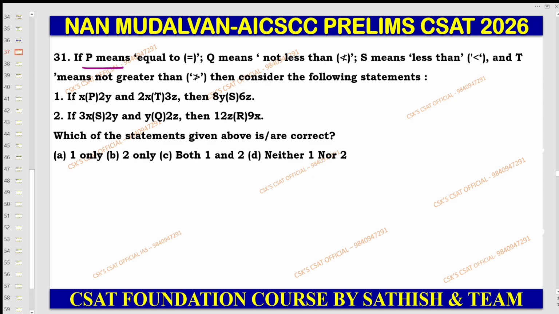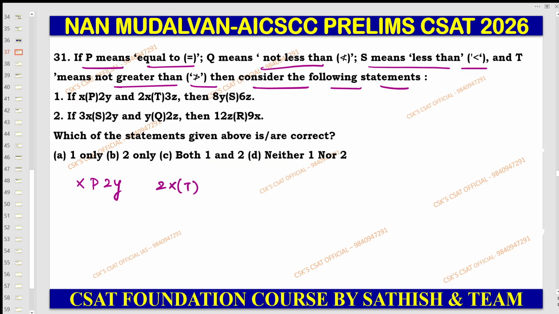Now if P means equal to, Q means not less than, S means less than, T means not greater than, then consider the following. The first one says X P 2Y, and 2X T 3Y. Then here we have to check 8Y S 6Z.